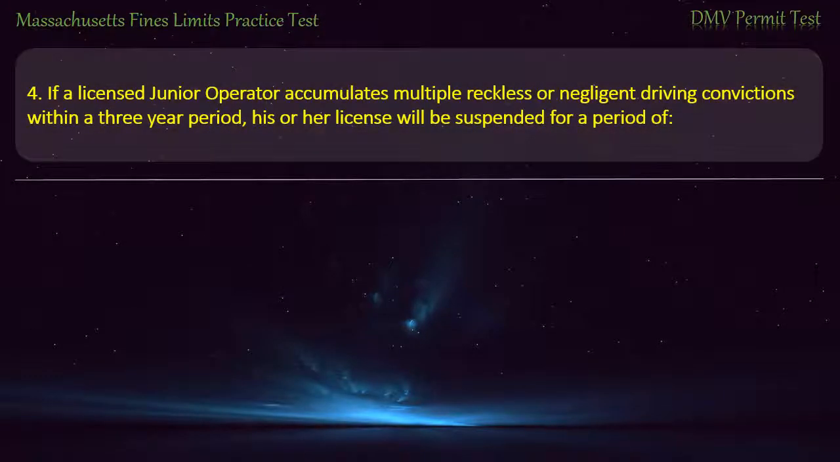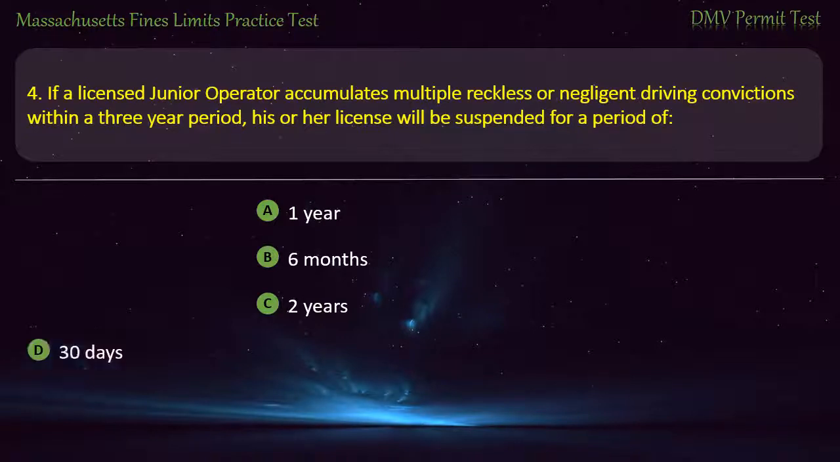Question 4. If a licensed junior operator accumulates multiple reckless or negligent driving convictions within a 3-year period, his or her license will be suspended for a period of 1 year, 6 months, 2 years, 30 days. Answer: 1 year.